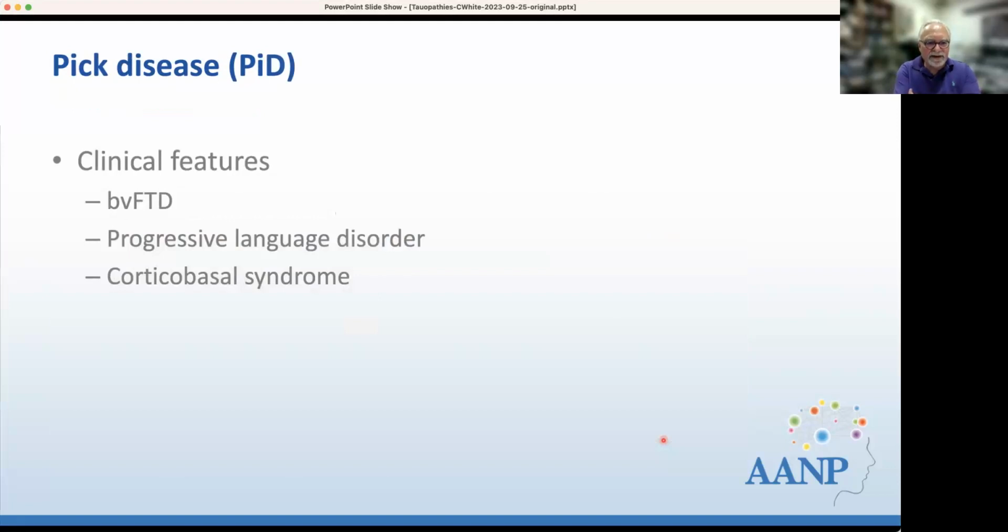Clinical features of Pick disease include mostly behavioral variant of FTD. They can be associated with progressive language disorder, and they can also be associated with something I'm going to discuss under the heading of the next disorder, which is a corticobasal syndrome.